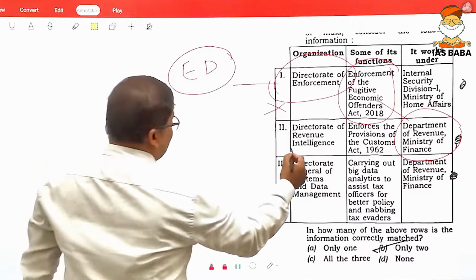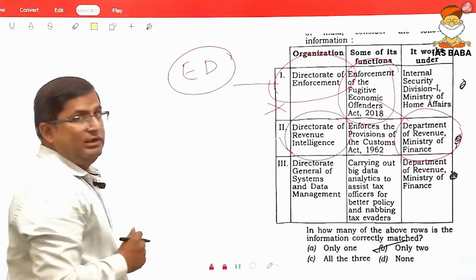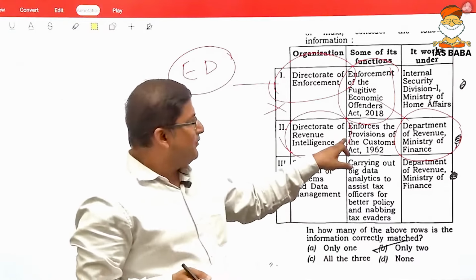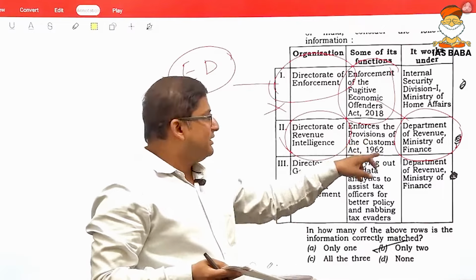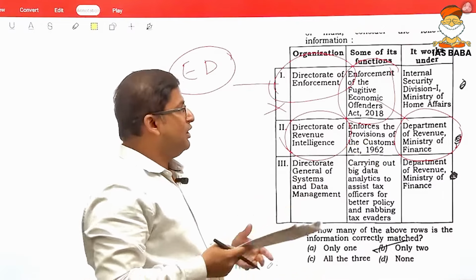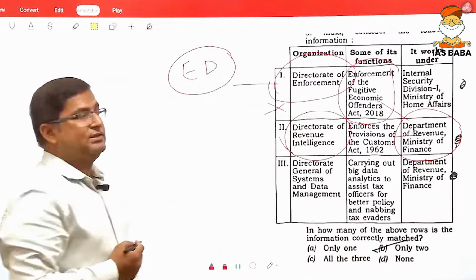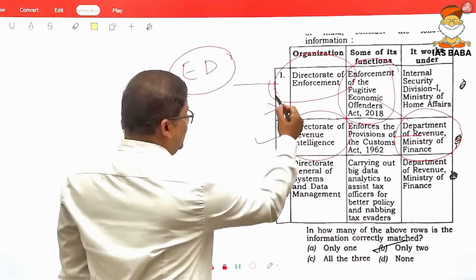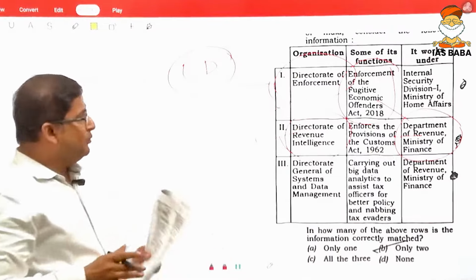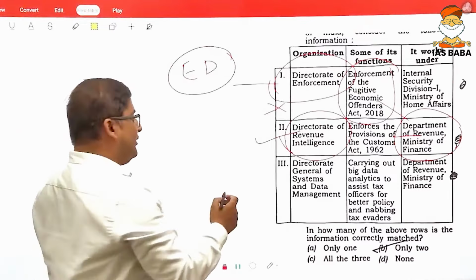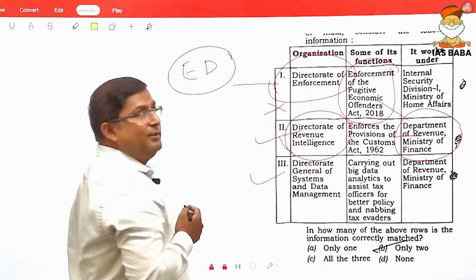Second is Directorate of Revenue Intelligence. Directorate of Revenue Intelligence enforces provisions of the Customs Act 1962. This is true. Also, it works under the Department of Revenue and Ministry of Finance. So this one is true. One is wrong and two is true. Now come to the third organization, which is Directorate General of System and Data Management.